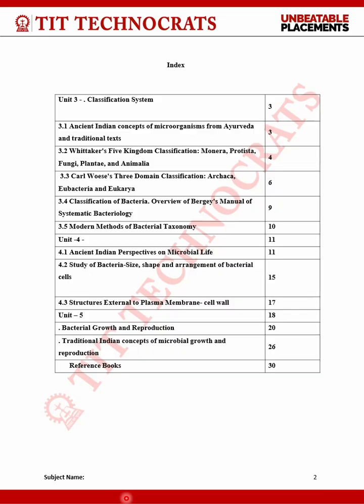Hello students, today we will study microbiology paper 1, general microbiology, in which we will study unit 3, unit 4 and unit 5. Unit 3 contains classification system in which we will study Whittaker classification and Carl Woese's classification. In unit 4, we will study bacteria, its size, shape and arrangement of bacterial cells and its external to plasma membrane. In Unit 5, you will study bacterial growth and reproduction and traditional Indian concept of microbial growth and reproduction. So let's begin this presentation.